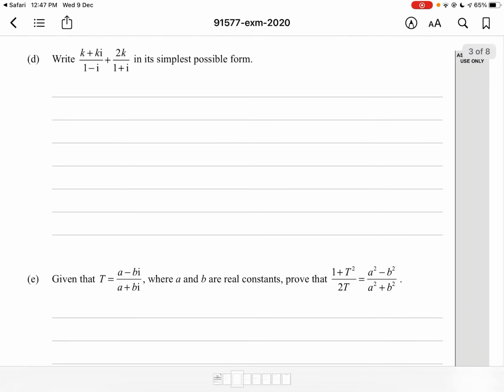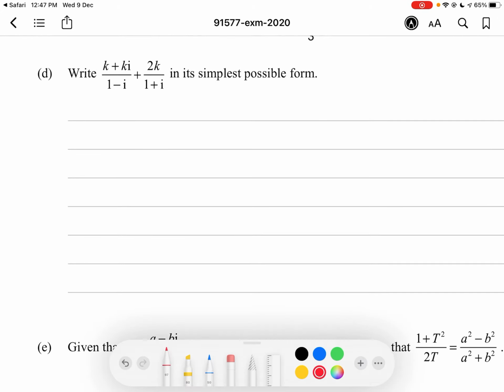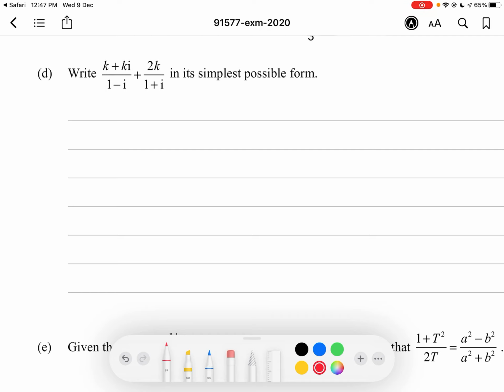Question D. Write (k + ki)/(1 − i) + 2k/(1 + i) in the simplest possible form. For these questions, we might as well just work with each of them individually. So for (k + ki)/(1 − i), we can multiply by the conjugate, which is (1 + i)/(1 + i), and then we'll have (k + ki) times (1 + i), which gives k + ki + ki − k, all over (1 − i)(1 + i), so that would be all over 2.